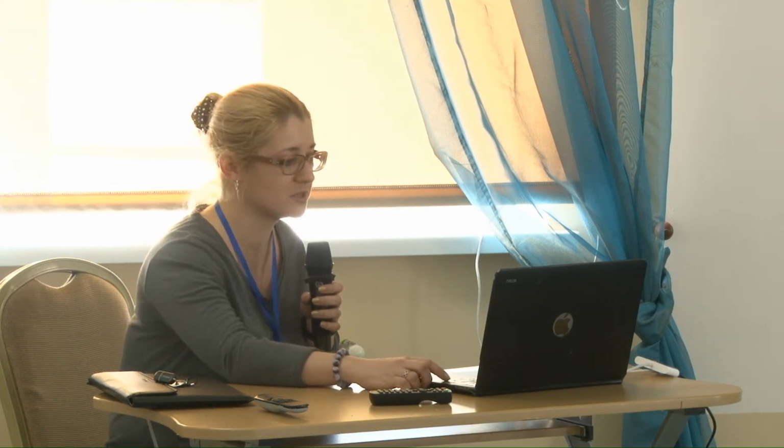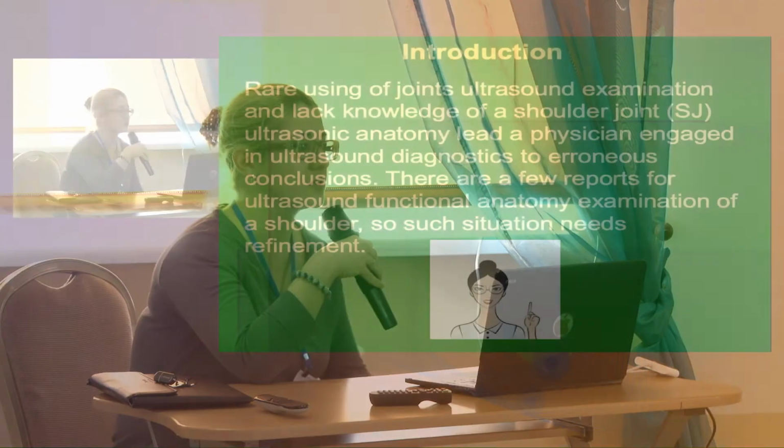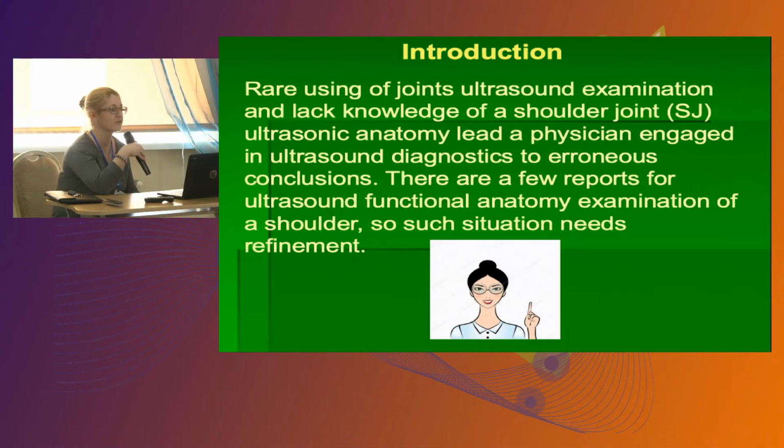Hello to everyone. I want to speak of ultrasound features in determination of the physiological volume of movements in the shoulder joint. It's a very important question for different specializations, for orthopedics, for surgeons, and of course for us, for radiologists. I have to tell you that we are using joint ultrasound examinations, and lack of knowledge of shoulder joint ultrasonic anatomy leads a physician who is engaged in ultrasound diagnostics to erroneous conclusions.